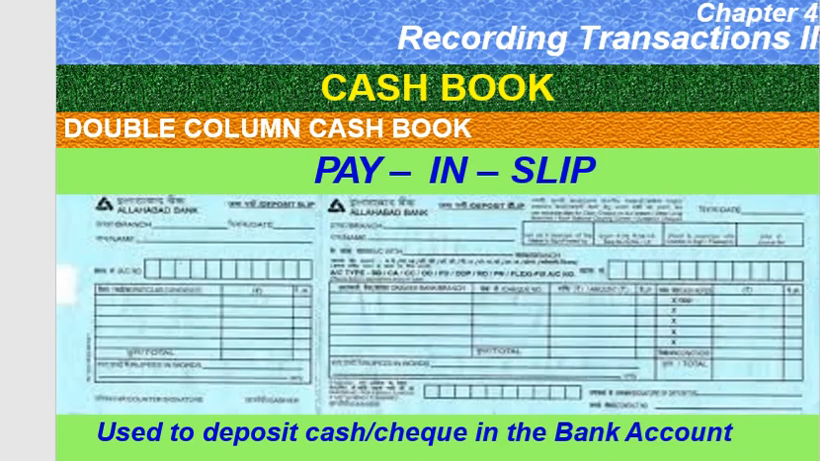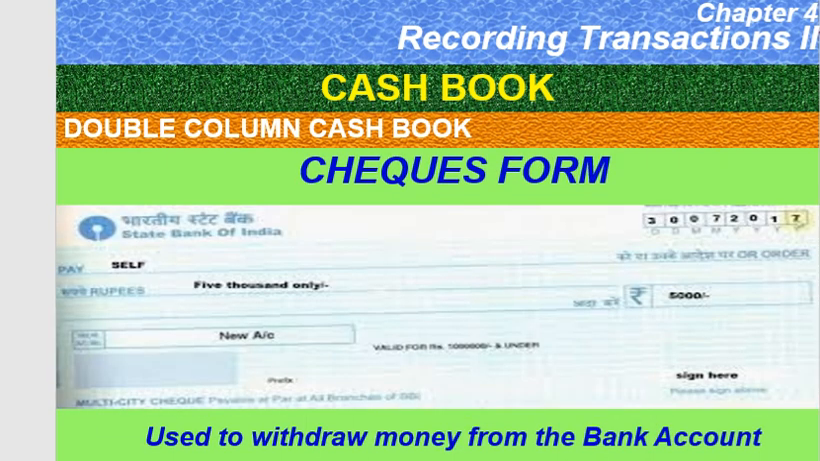The documents used to record bank-related transactions in the cash book: one is the paying slip. It is used to deposit cash and checks in the bank account. The other one is checks. A check is used for withdrawing money from the bank, or when we have to make payments to customers or suppliers, or make any payments through the bank. We use a check. So two documents we use to record the transactions: one is the pay slip and another one is checks.